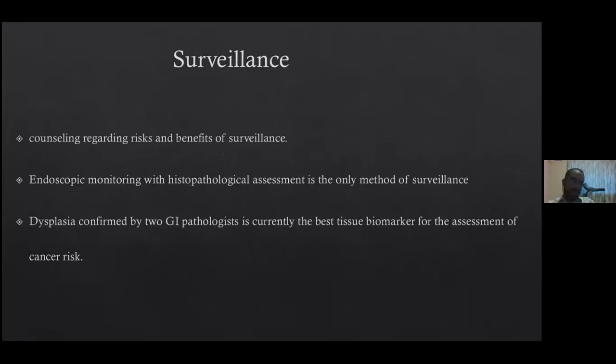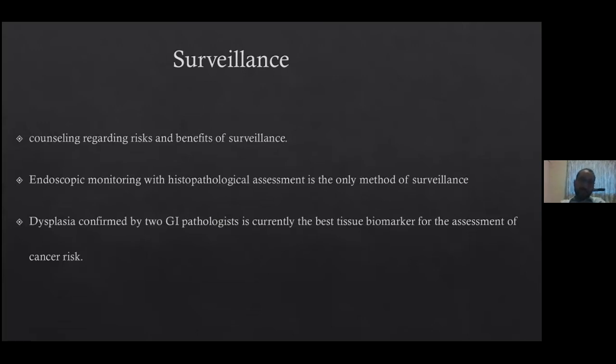Surveillance. Counseling regarding risk and benefit of surveillance should be done before you start. Endoscopic monitoring with histological assessment is the only method of surveillance. Although there is some controversy between the British guideline and the American guideline regarding the Barrett's length cutoff, we'll talk about it later on.